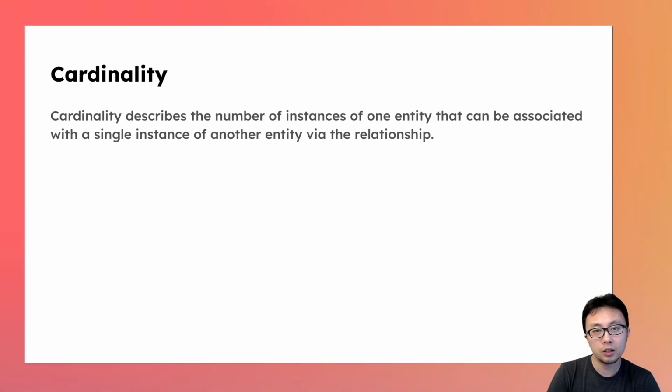design. Before we jump to the one-to-many relationships, I need to refresh your memory on cardinality first. The understanding of cardinality is important to understand one-to-many relationships. But if you are well versed in this concept, you can skip this chapter and jump to the one-to-many relationships. Cardinality describes the number of instances of one entity that can be associated with a single instance of another entity via the relationship. There are two key points on cardinality.